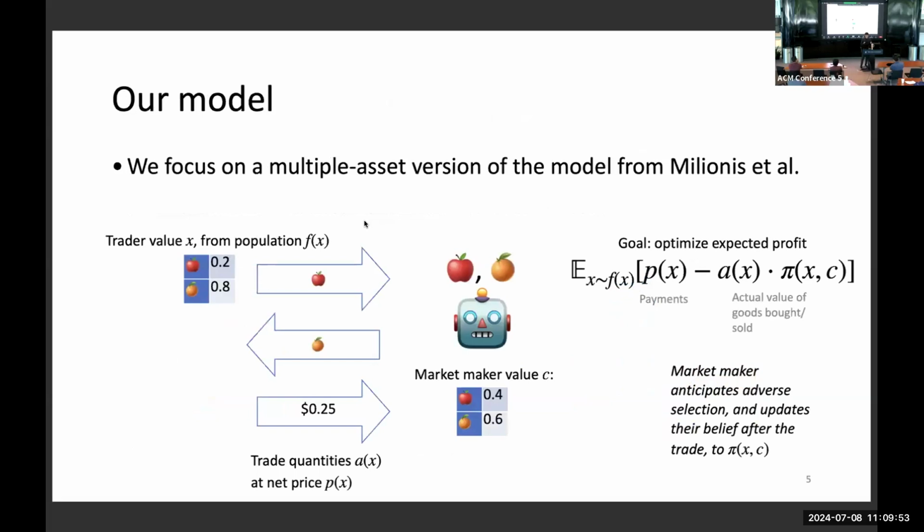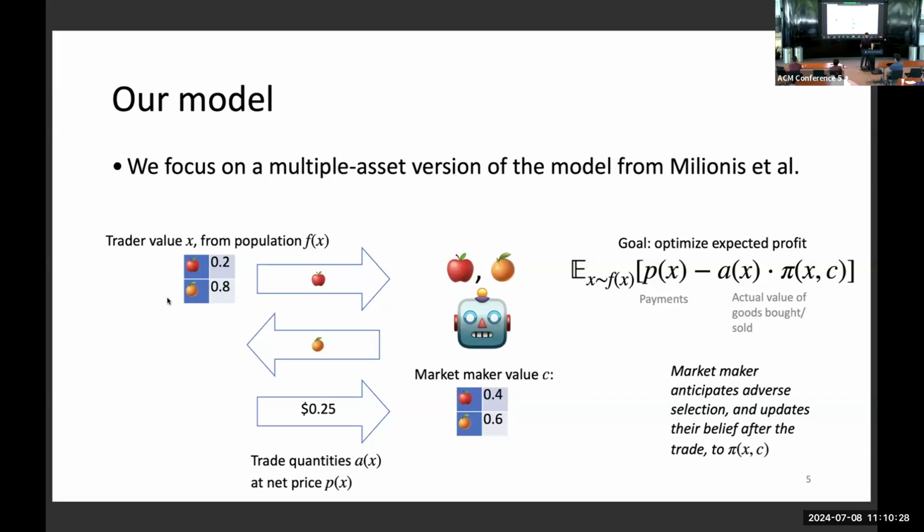To study this problem, we generalized the model from Milionis et al., and we focus on the version with multiple assets. In this framework, the market maker has their own belief of the fair values of all the traded assets, represented by a vector C. The trader also has their own private estimation of the fair values, represented by a vector X. This trader type X is sampled from a population or a distribution Fx.